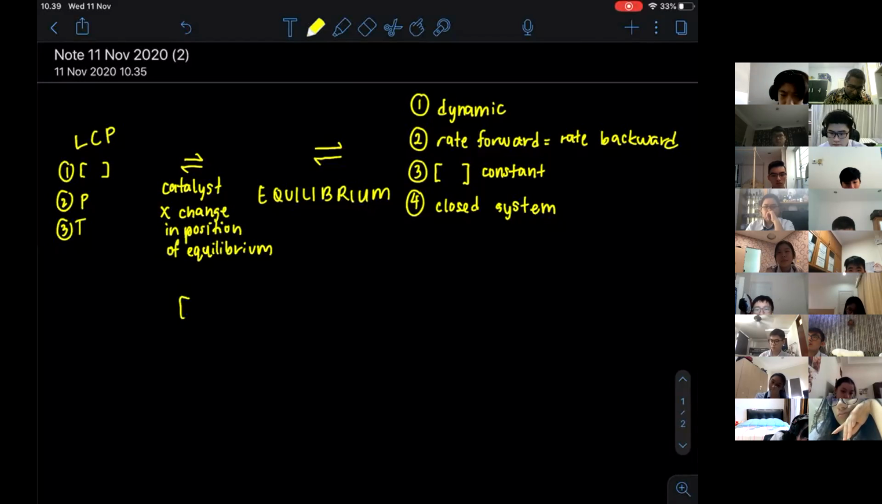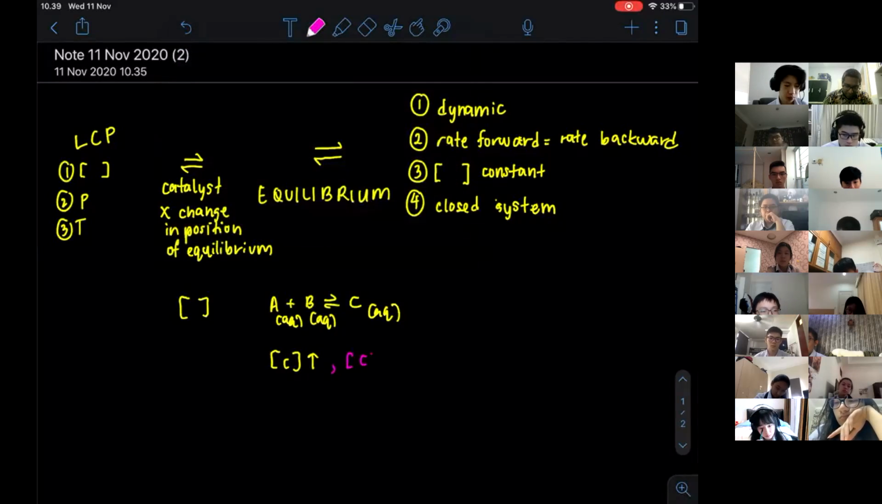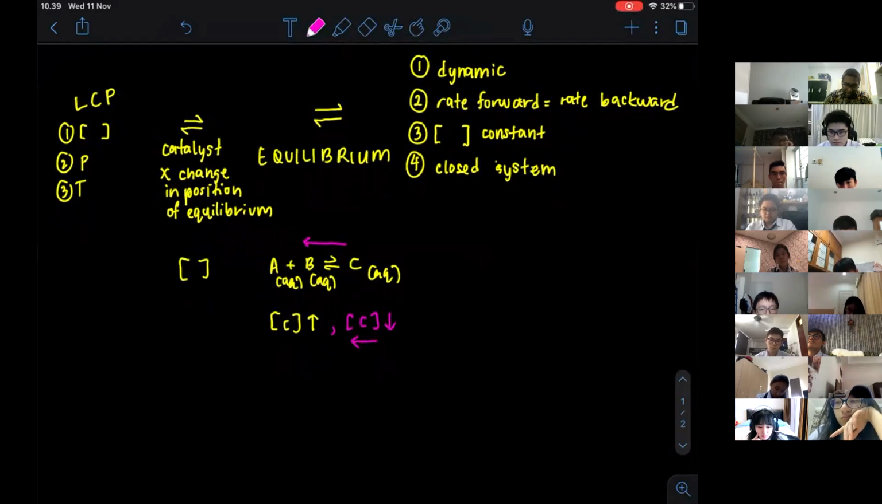The first one, we start with concentration. Let's say we have A plus B to give you C, and all of these are aqueous. If I increase the concentration of C, for example, according to LCP, I need to bring down the concentration of C. How do I bring it down? By making it react to give you A and B. So the position of the equilibrium will be shifted to the left. In that sense, I am going to increase my A, increase my B, and decrease my C. That is what is going to happen according to LCP.